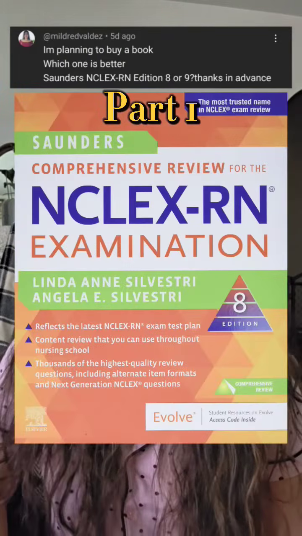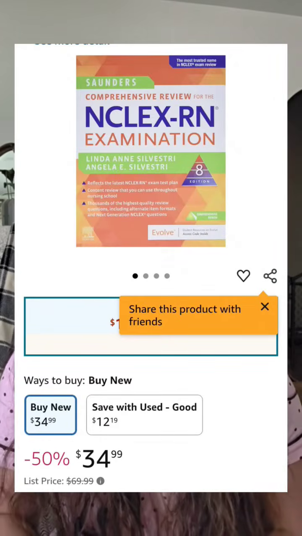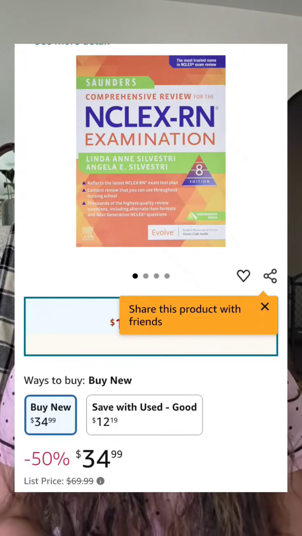Is it the 8th edition or the 9th edition? So that's why I'm here to discuss the difference on both editions. When it comes to price-wise, since the 8th edition is the older version of this textbook, the price is way more affordable. When I checked on Amazon, it was only 34 bucks. Comparing to the 9th edition, the most recent review book, it is 69 bucks.